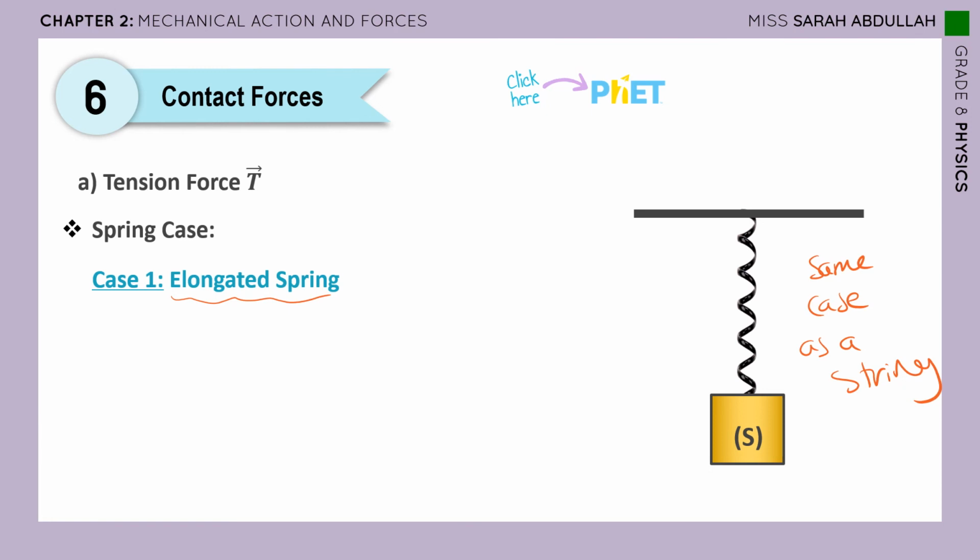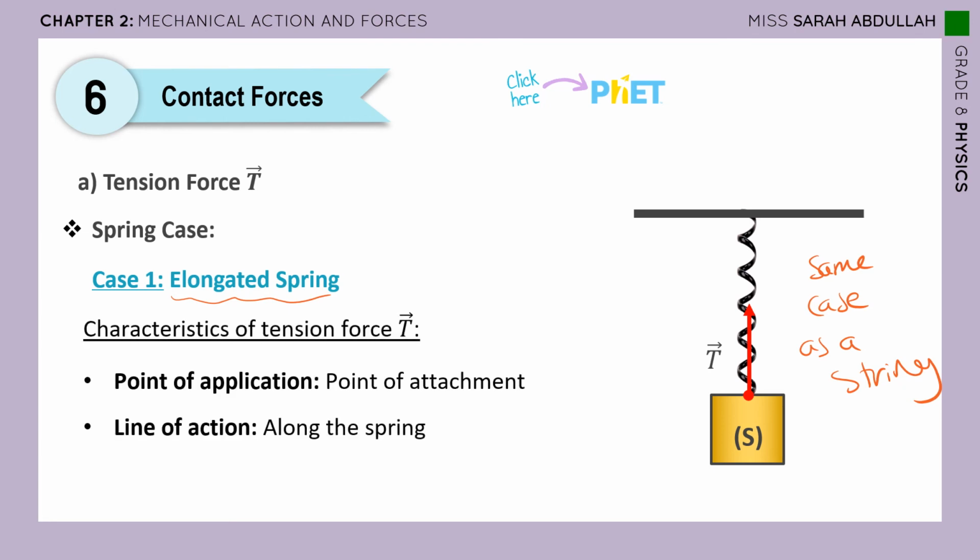So when I have an object that is hanging from a spring, just like that, it means that it is pushing down, but the spring is pushing upwards. It is preventing this object from falling. In this case, it is pushing upwards because the spring is elongated. So we say that the point of application is the point of attachment. The line of action is along the spring, and the direction is towards the inside of the spring. So it is the same case as the string.